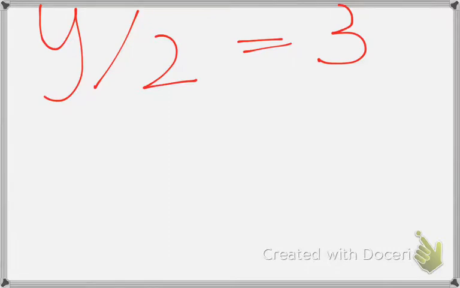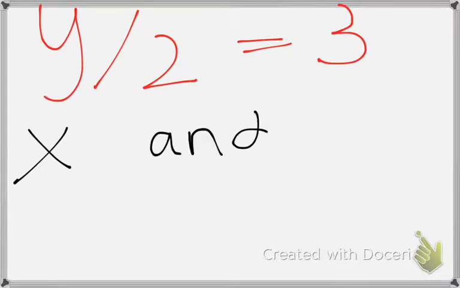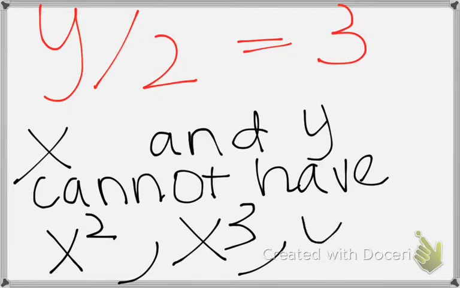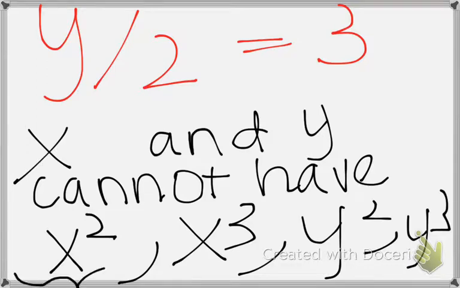So in a linear equation, variables like x and y cannot have powers, they shouldn't be in exponents. They cannot be x to the power 2, they cannot be x to the power 3, or y to the power 2 or y to the power 3. That doesn't make it a straight line. x squared would be like a parabola, so that's wrong.